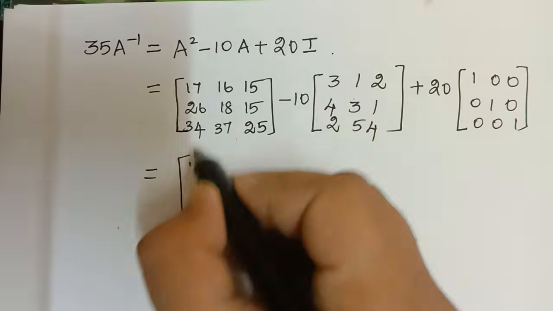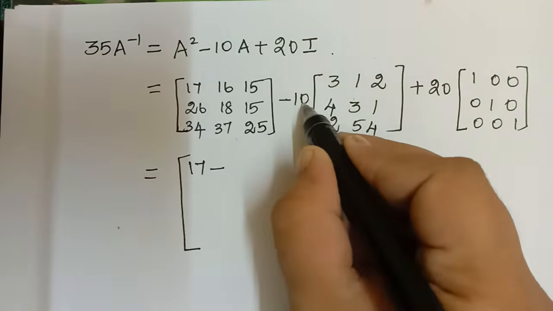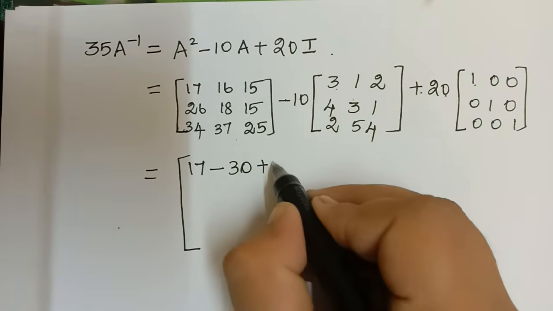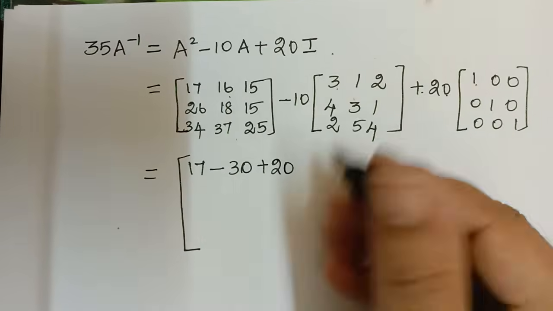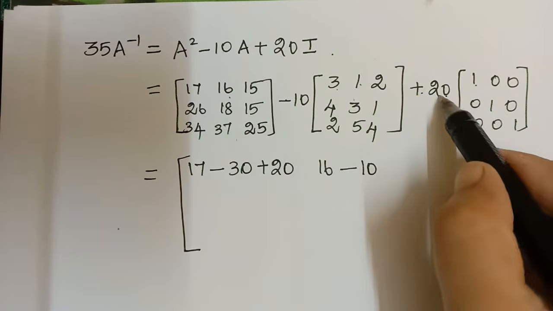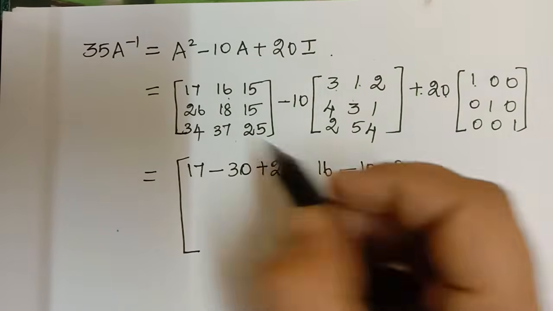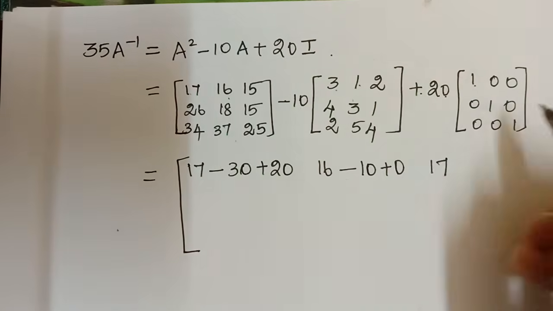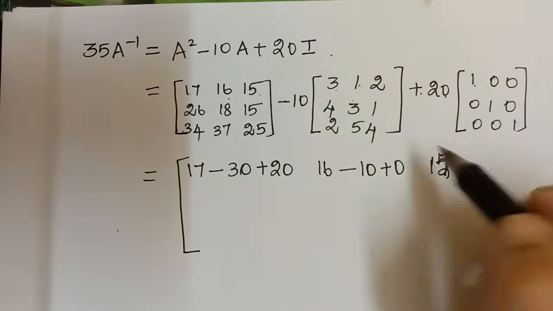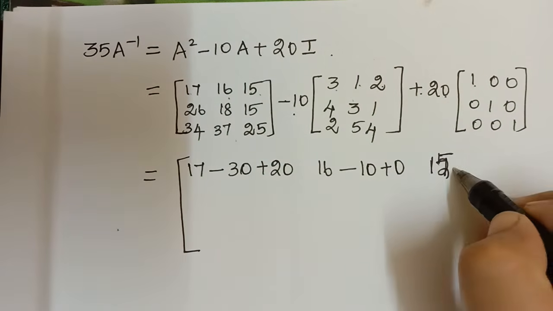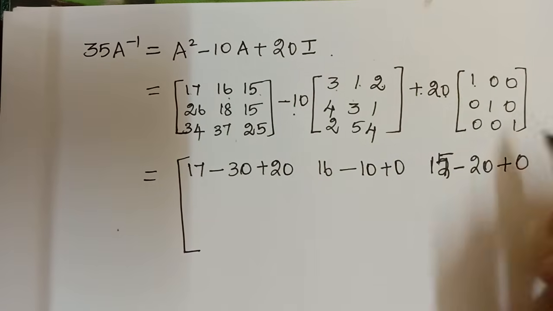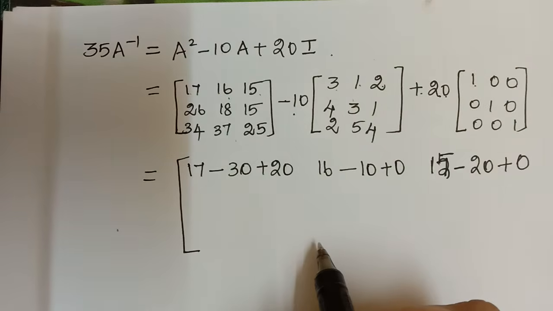So it will be 17 minus 10 into 3. So that is 30. And then plus 20 into 1. So plus 20. And then 16 minus 10 into 1. So 10. And then plus 20 into 0. 0. And then 17. Then we have 15. I'm sorry. This is 15. Okay, this 15 minus 10 into 2. So minus 20. And then 20 into 0. So 0. Like this we have to do for all the values.